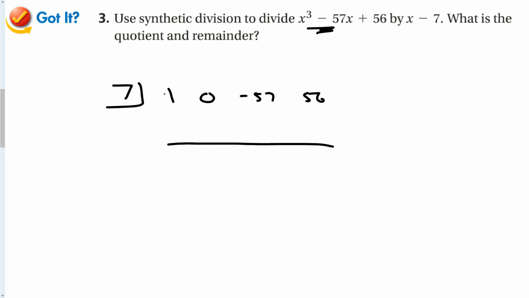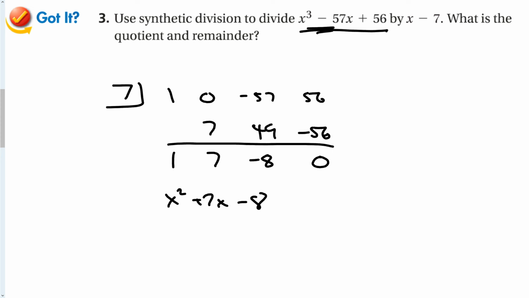Put a line, bring down the 1, multiply, add these two together, multiply, add these two together, which is, no, sorry, negative 8. Multiply, and now that works. We always are able to divide, but now I know that x minus 7 is a factor of this term, which means that x squared plus 7x minus 8 is my other factor.